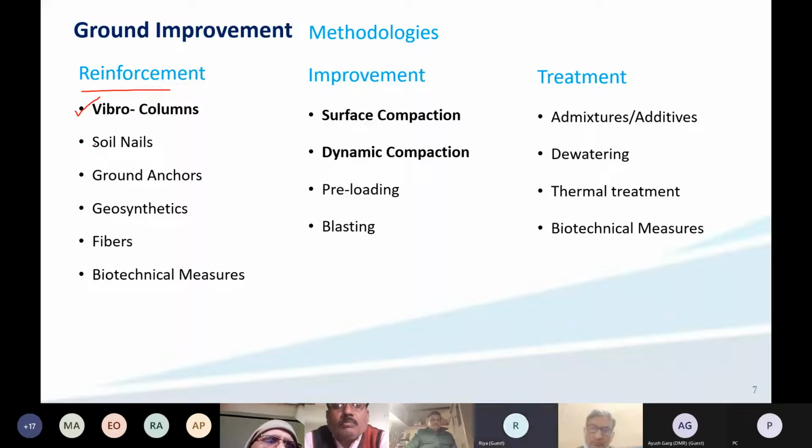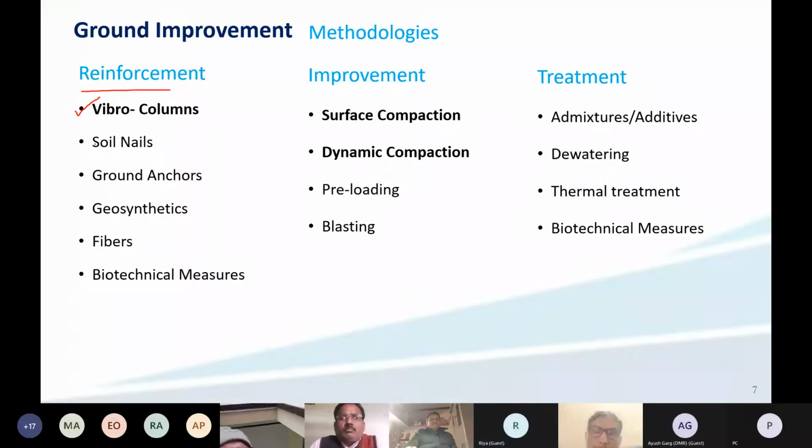You are subjecting your soil material to external stresses, dynamic stresses or static stresses, so that your soil can get densified. And it is intuitive that if you have a denser soil, the compressibility of your soil will be low. The settlements will be low, the bearing capacity will be high, the strength will be high. So you're not introducing any external material inside your soil, you're simply subjecting it to external loading or stresses. So in our discussion today, we will also look into the surface and the dynamic compaction.